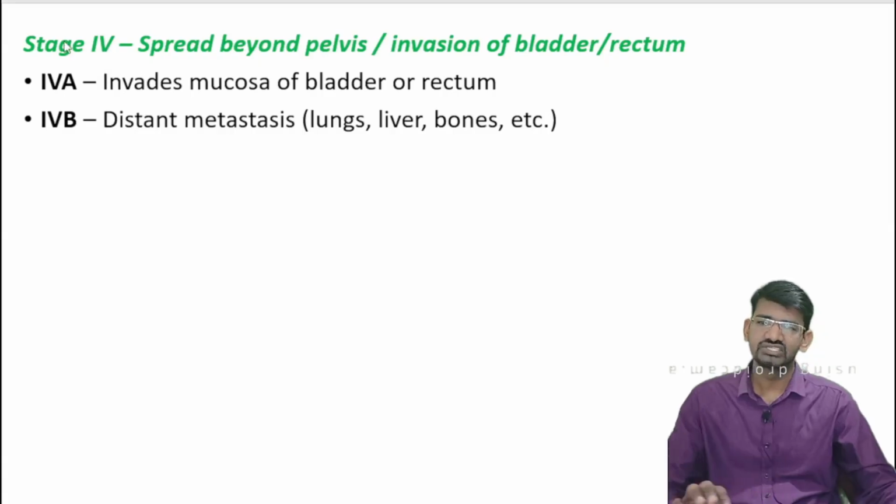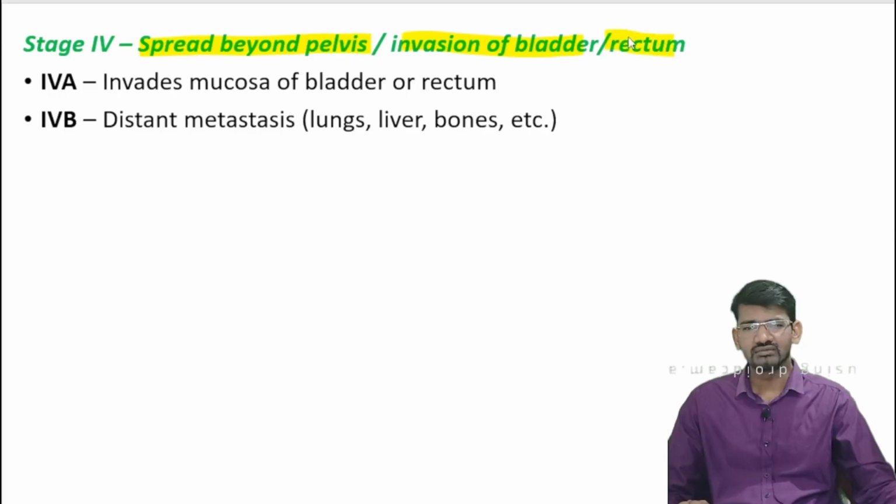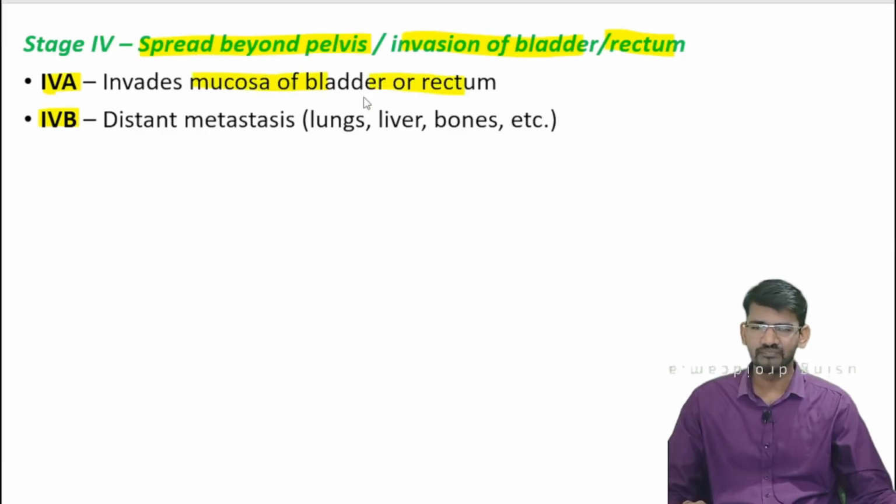Then coming to the last stage, stage 4, where it spreads beyond the pelvis and there is invasion into the bladder and rectum, and even distant metastasis occurs. In stage 4A, the cancer invades the bladder and the rectum, and in stage 4B there is distant metastasis, meaning the cancer spreads to distant organs like the lungs, liver, and bones, and many other organs. So this is stage 4.